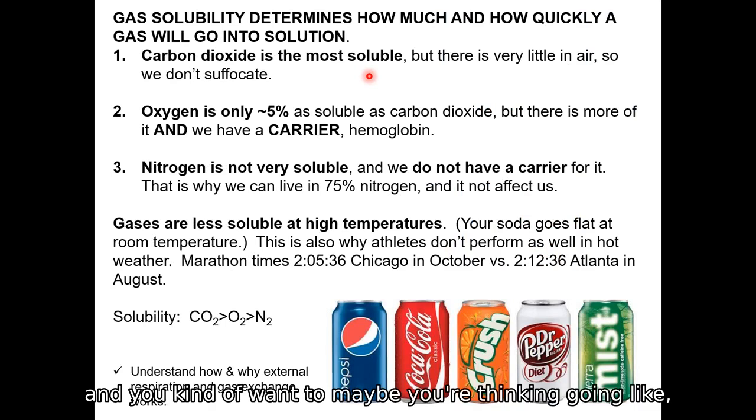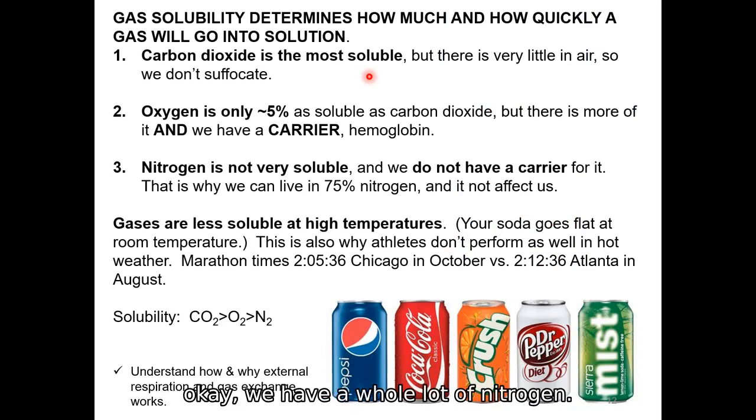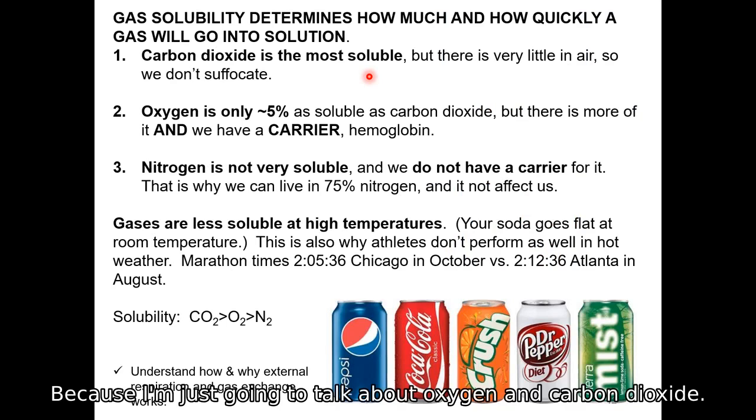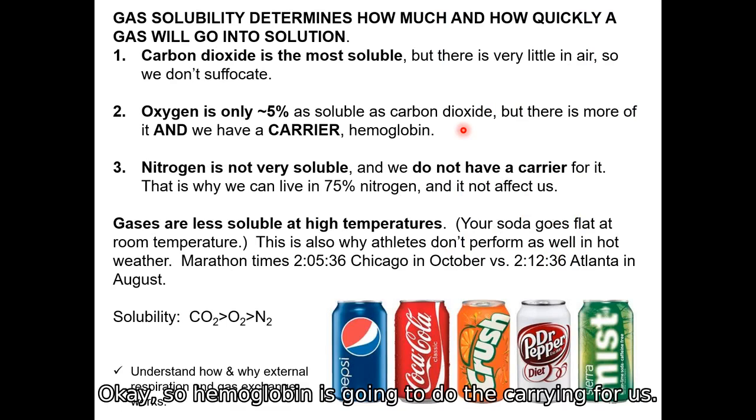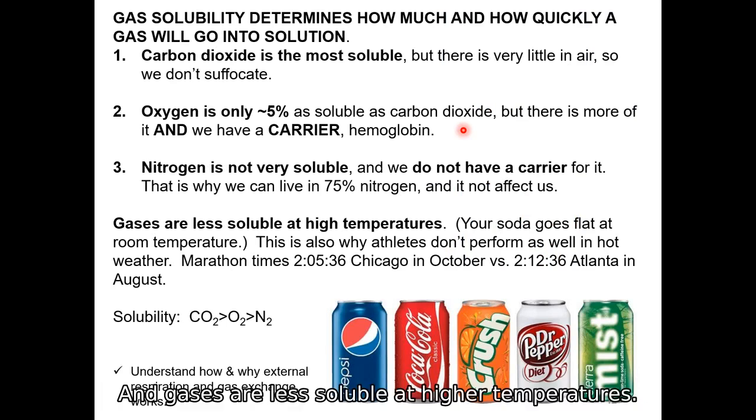The thing is, maybe you're thinking, okay, we have a whole lot of nitrogen. Why does this not really come into play? Because I'm just going to talk about oxygen and carbon dioxide. Nitrogen itself is not very soluble. Okay, so it doesn't really enter into our bloodstream. Carbon dioxide is the most soluble, but we don't really have a whole lot of carbon dioxide, and we're the ones generating it. And then oxygen isn't very soluble, but we have hemoglobin, which is awesome. Okay, so hemoglobin's going to do the carrying for us.